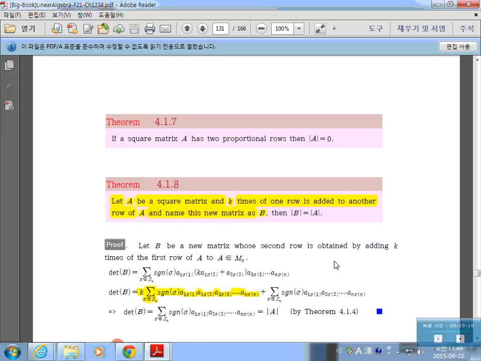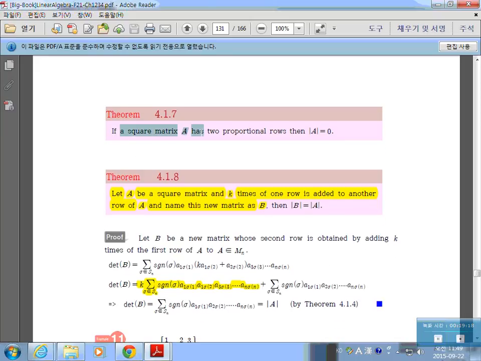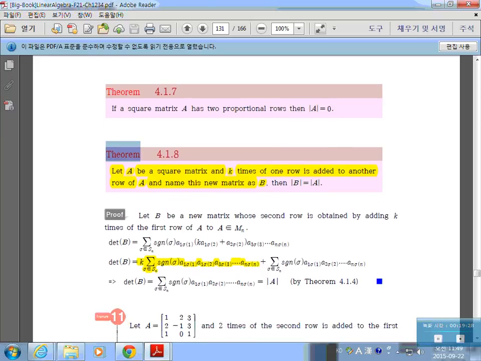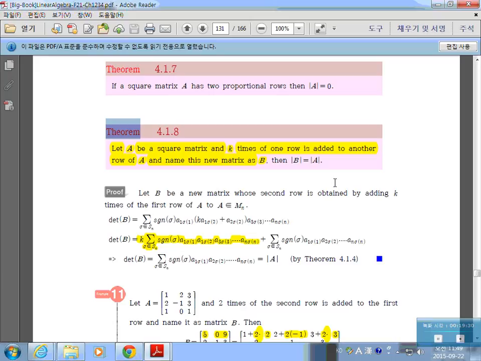columns as well. If a square matrix has two proportional rows, then the determinant is equal to 0. If one row is a scalar multiple of the other, then the determinant is 0. The most important thing is this last one here. Let A be a square matrix, and k times one row is added to another row of A. Then this new matrix, say B, has the same determinant.